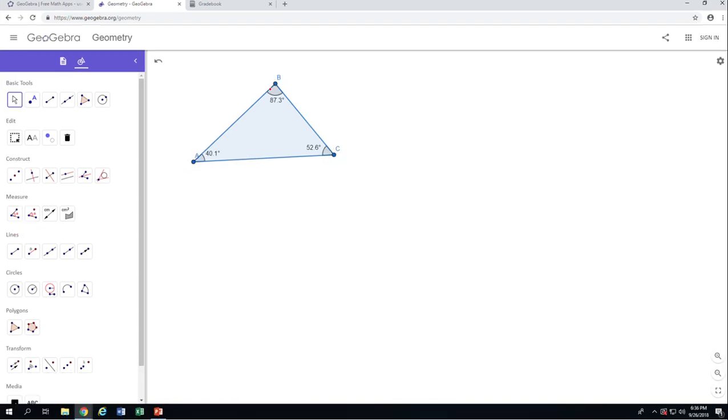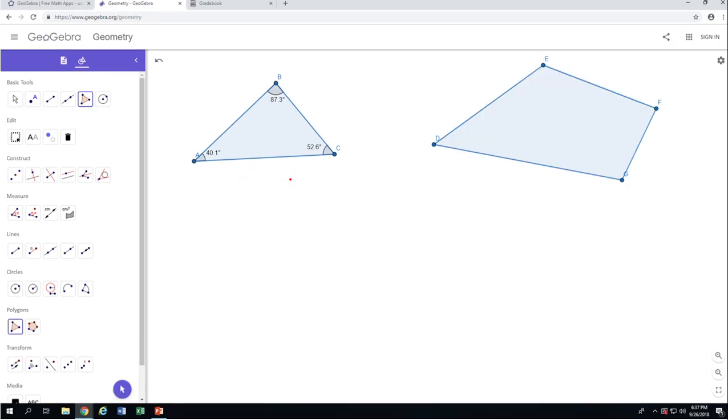In my case, we have 40.1, 87.3, and 52.6. Obviously, yours are going to be different if you use GeoGebra. If you add all these three values, you will end up with 180 degrees. The sum of the interior angles of a polygon of three sides, the triangle, is nothing else than 180 degrees.